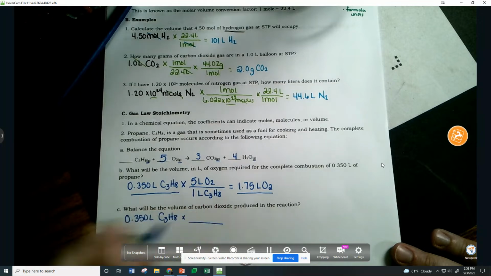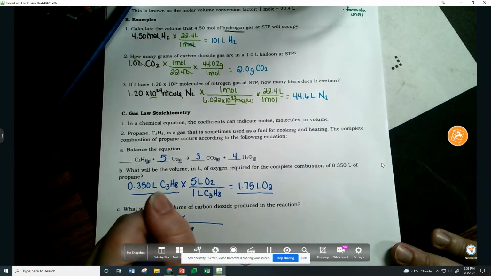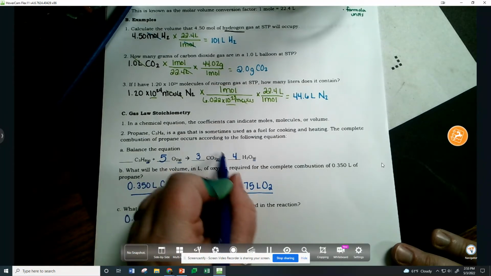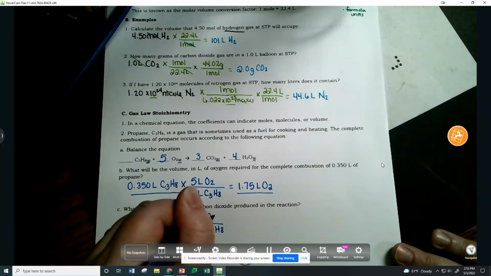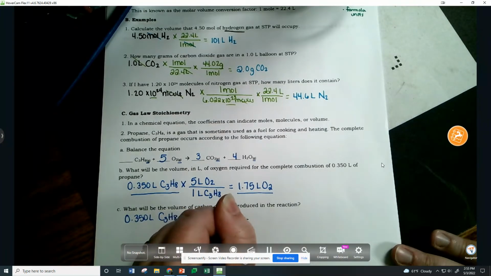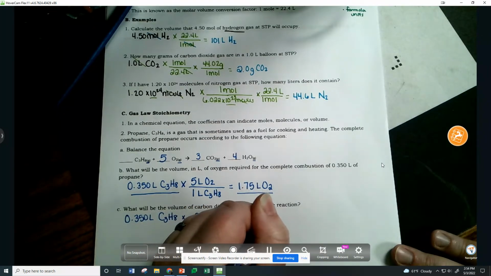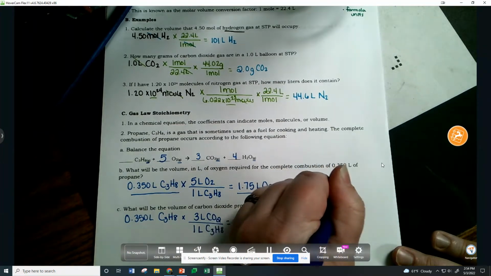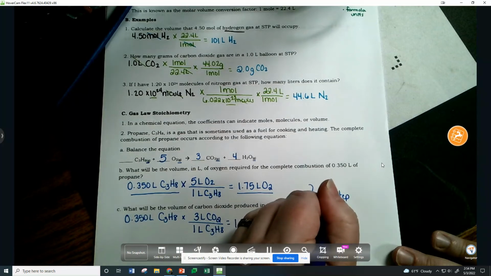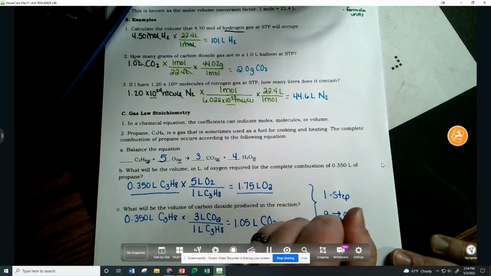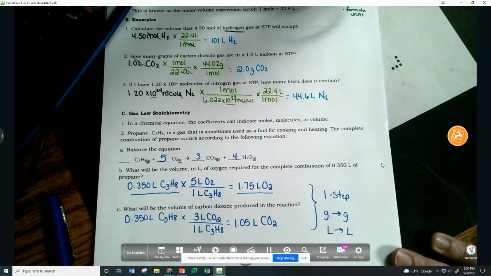What I'll find is that the denominator is the same because the coefficient is the same. So this is 1 liter of C3H8 is to 3 liters of CO2. So like before, all I need to do is multiply, in this case, multiply by 3 instead of 5, and I get an answer of 1.05 liters of CO2. So again, these are one-step problems when you're going from a gas to a gas. And so this is a liter to liter conversion, okay? And they both have to be in the gaseous state.